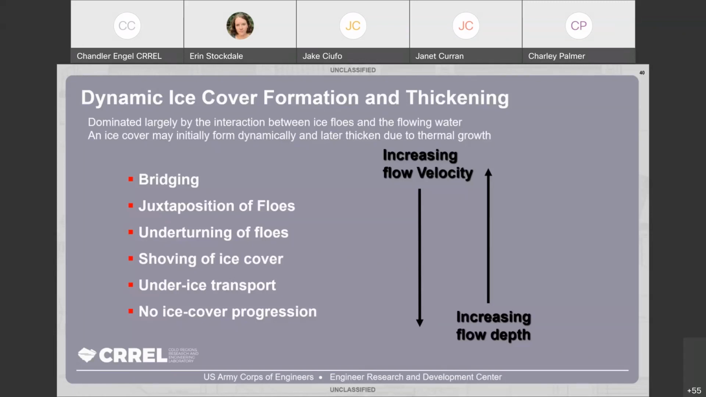If the stream or river is moving fast enough, an ice cover may not form at all, and thermal aspects can drive this as well. But that is a possibility. You might not get any ice cover.